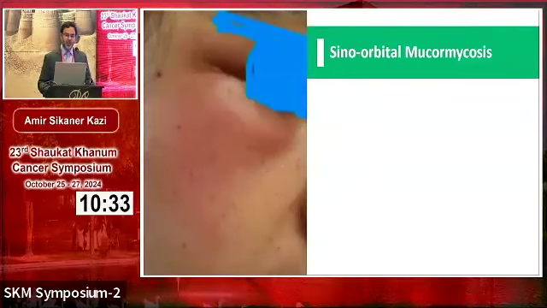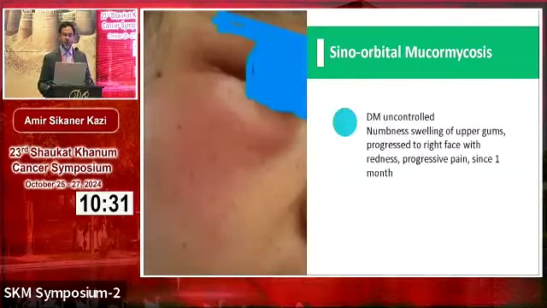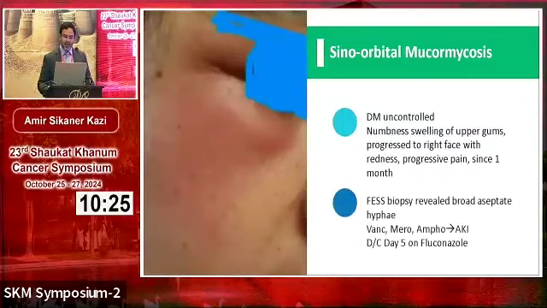This was another patient with sino-orbital mucor who had uncontrolled diabetes and numbness of her upper gums, which had progressed, and she underwent an FESS biopsy that revealed broad aseptate hyphae. This initial care she actually received outside of our center, at a major tertiary care center in Karachi. Initially, she was managed with vancomycin, meropenem, and amphotericin, developed AKI, and then was discharged 5 days later on fluconazole.